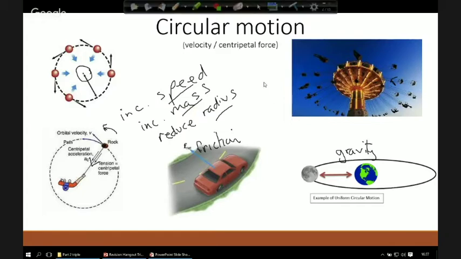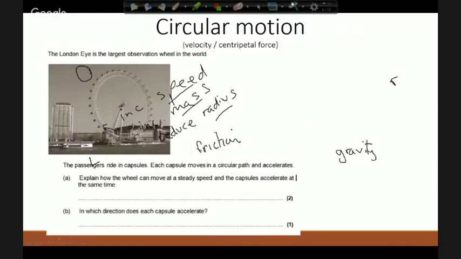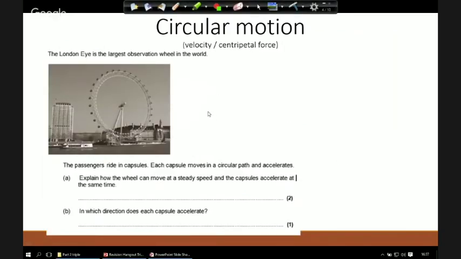Okay, so let's have a look at applying some of those theories to some exam questions. So the London Eye is the largest observation wheel in the world. There's our centre of the circle. Here are our seats around the outside. Passengers ride in capsules. Each capsule moves in a circular path and accelerates.